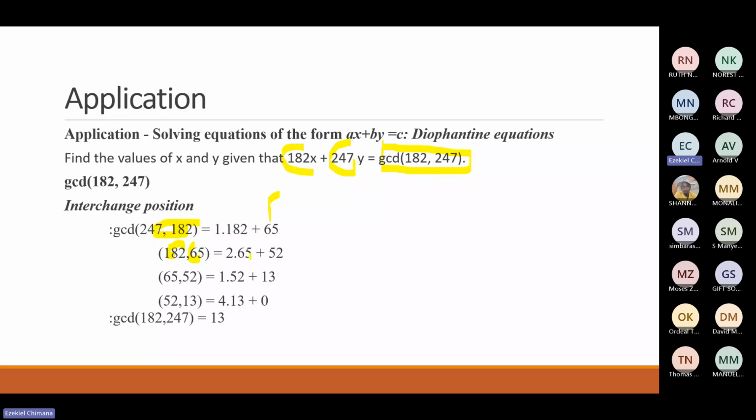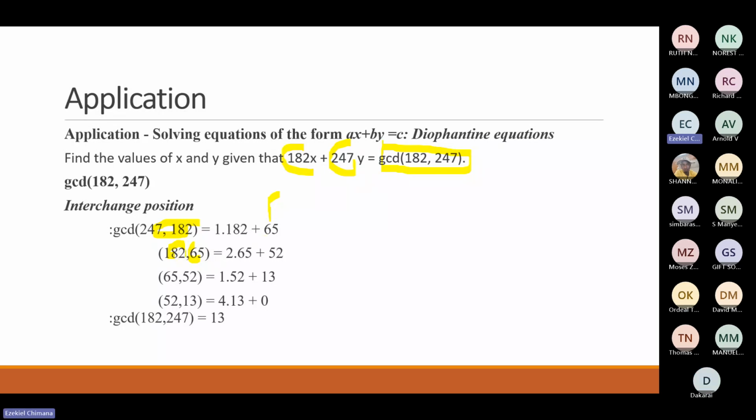The next thing is to divide 182 by 65, which is going to give us a 2 with a remainder of 52. So our remainder now is 52, and 65 gets into 182 two times. If we say 2 times 65 plus 52, we get this 182. That's where this expression is coming from.